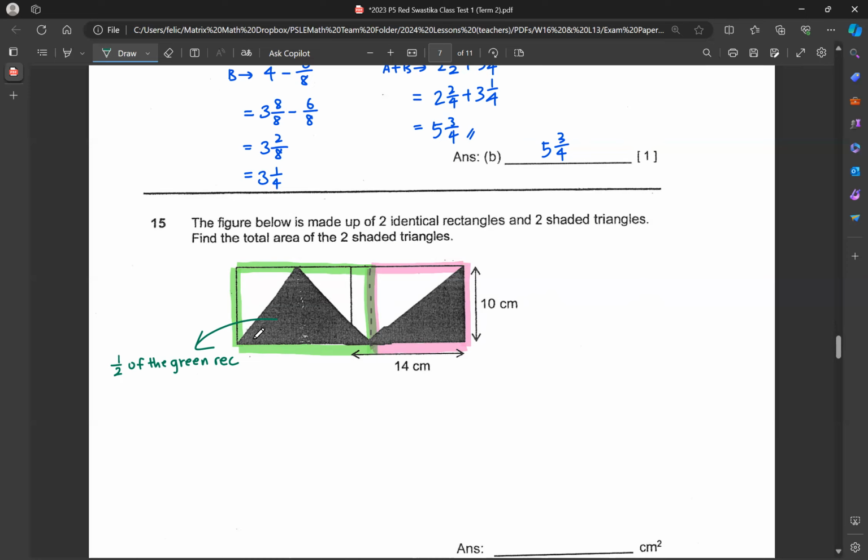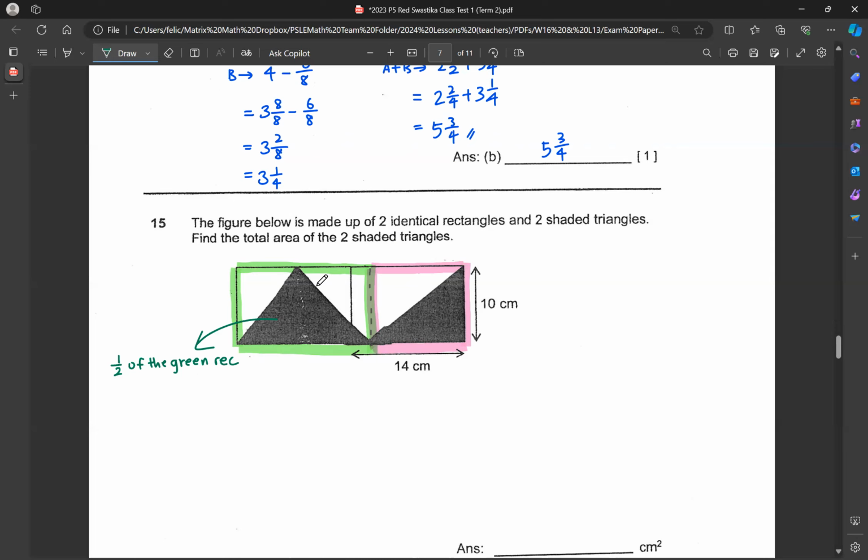So a quick trick to identify such cases is that whenever the base of the triangle takes up the full length of the rectangle, and whenever the height of the triangle takes up the full breadth of the rectangle, I'm very sure that triangle is half of that rectangle already. Okay, so this is one way to look at it.